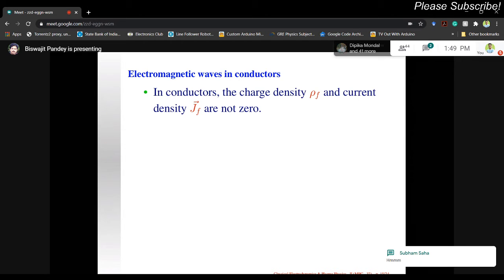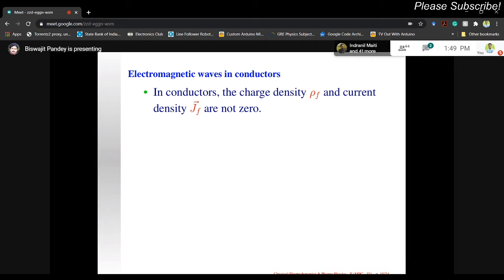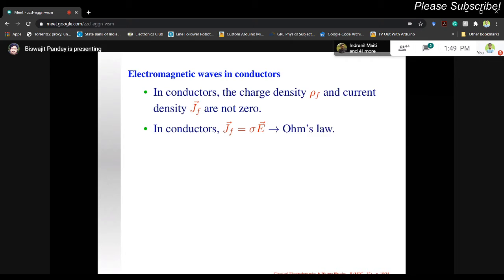Fine. So in conductors, we have free charge density, and as I told you, free charge density can give rise to free current density, and this is known to us as Ohm's law. We have learned two different versions, V equal to IR, which can also be recast in this form, where the current density J is proportional to the electric field E, and this is the relationship between the applied electric field and the free current density. Let us see how Maxwell's equations get modified in conductors, right?